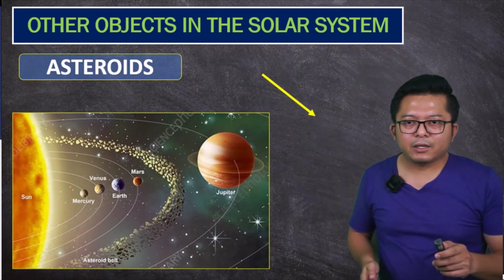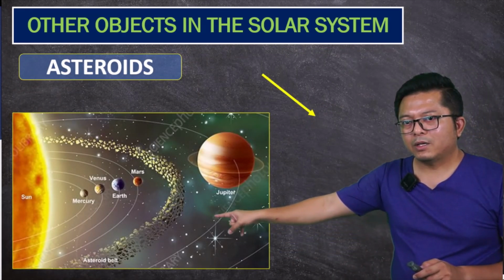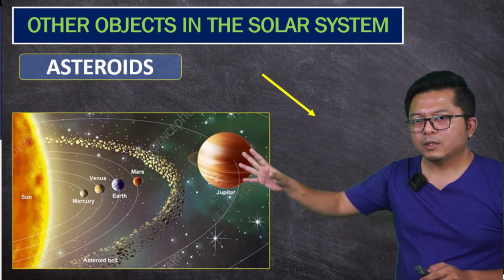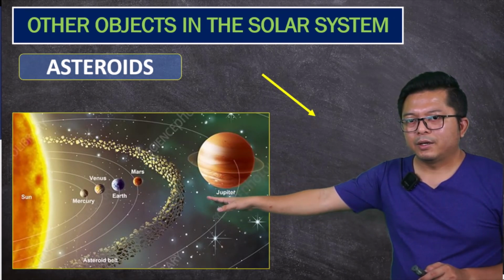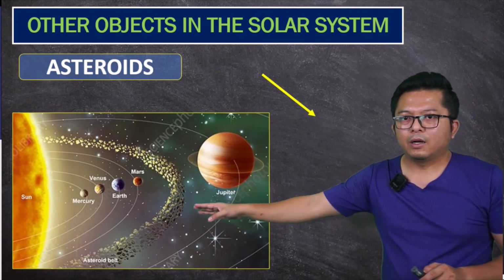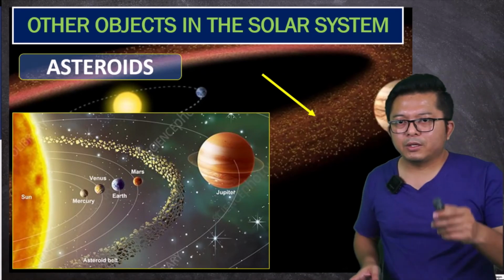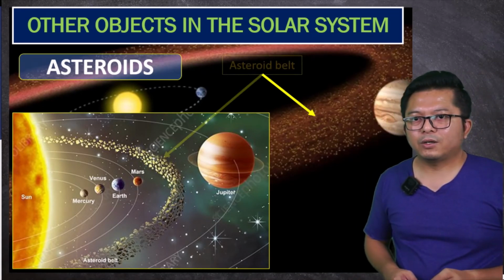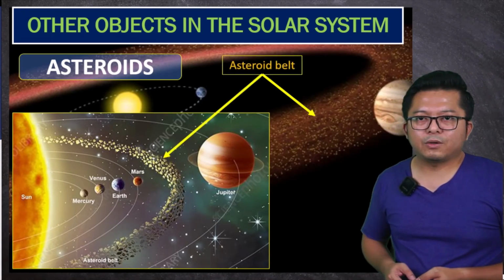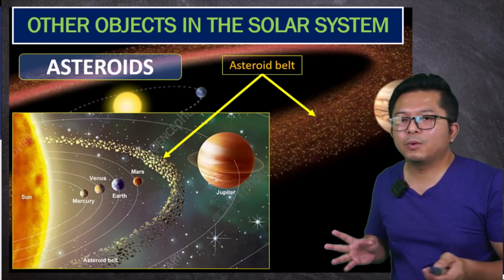Another picture that I can show you is more or less like this. Look here. This is Jupiter, and that's Mars over there, and this line would be asteroids. The picture that I've shown you just now, that is called the asteroid belt. It's not up to scale, but it's more or less the same.